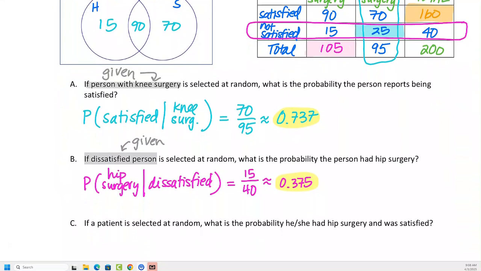Okay, and then our last one, if a patient is selected at random, right? Is there a given on this one? Is there something that's going to cause us to focus on just a specific row or column of the chart? So that means that we're going to focus on if a satisfied person, not satisfied person, right? Or knee surgery or hip surgery. Do we have any of that in this little statement I've highlighted? And the answer is no, so it's a whole chart, right?